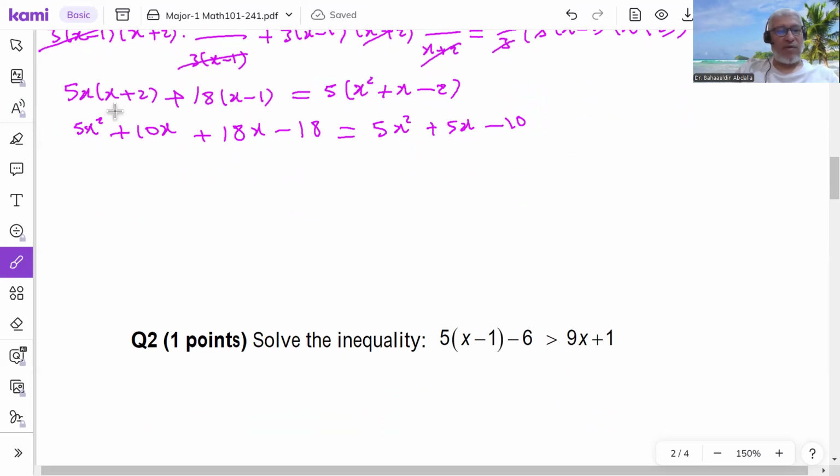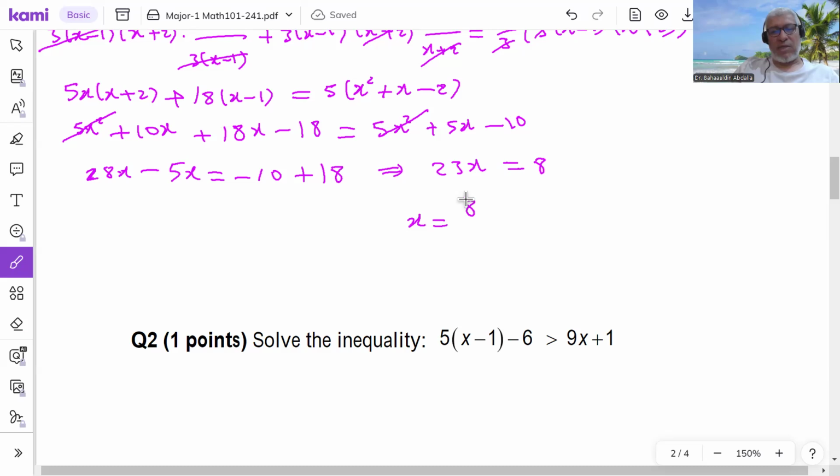I see that I have 5x squared in the left-hand side and 5x squared in the right-hand side, so they cancel each other. If you subtract 5x squared from both sides, they will cancel each other. So now I have 10x plus 18x, that's 28x, and I have 5x on the other side, I'll bring it here, and I have negative 10 on the right-hand side, and I'll take negative 18 to the right-hand side, so it would be positive 18. So I have 28 minus 5, that's 23x, and negative 10 plus 18, that's 8.